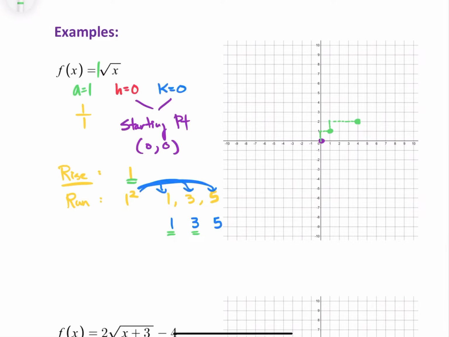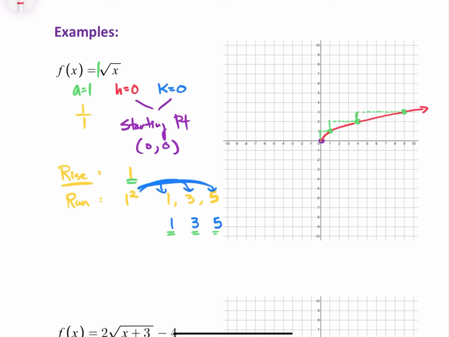And then again, I'm going to rise 1 more. And this time I'm going to go over 5. So I'm going to move over 5. 1, 2, 3, 4, 5. And we could do this with the next step. The next step would be our 7. And the next one would be 9. It's all of your odd numbers in case you haven't noticed. So now when I connect these, this is what our parent function is going to look like in terms of a square root. So this is what a square root function looks like.